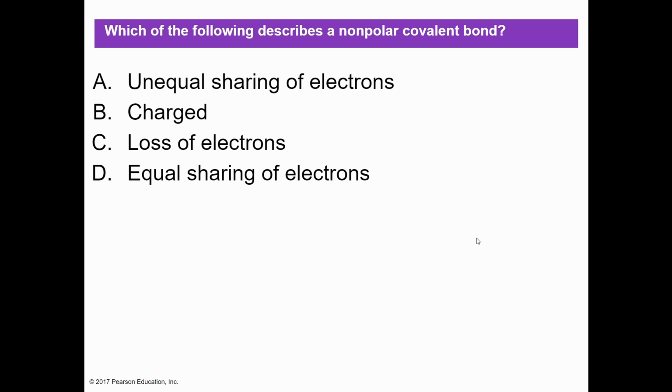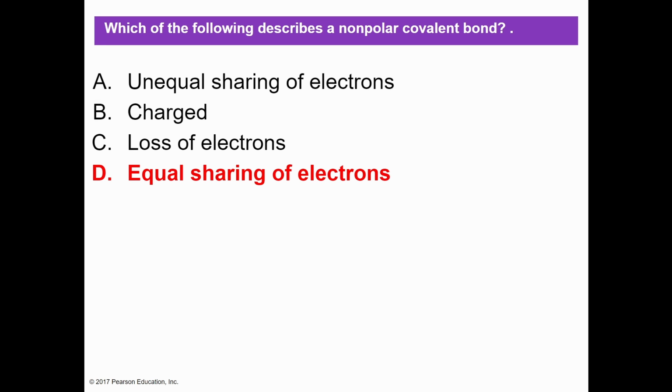How about this question? Which of the following describes a nonpolar covalent bond? Remember, nonpolar covalent bonds are different than polar covalent bonds, which we spent more time looking at. That unequal sharing of electrons was characteristic of polar covalent bonds, so the best answer here is D, equal sharing of electrons.